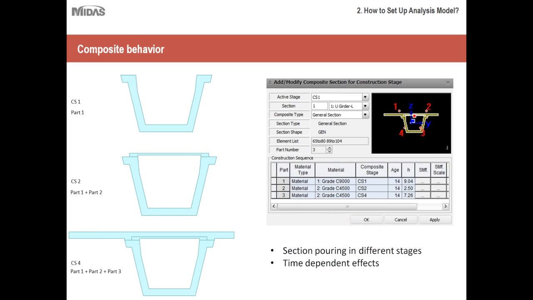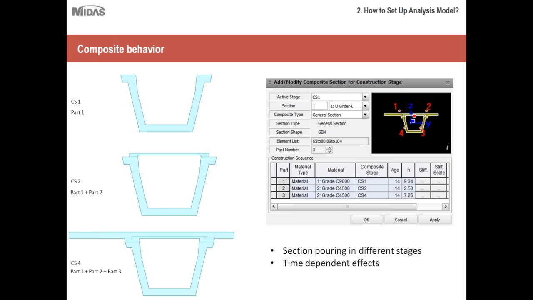Then the second challenge was capturing the composite behavior of the section. Like I said, in the first construction stage, let's say it is just the U-girder. In the second, it is U-girder plus the lid on top. And the third or the fourth construction stage, depending upon your construction sequence and post-tensioning of the structure, you can have different construction stages. It could be third, fourth, or fifth. And at that point, when you have poured the deck on top, the structure will become a composite section.